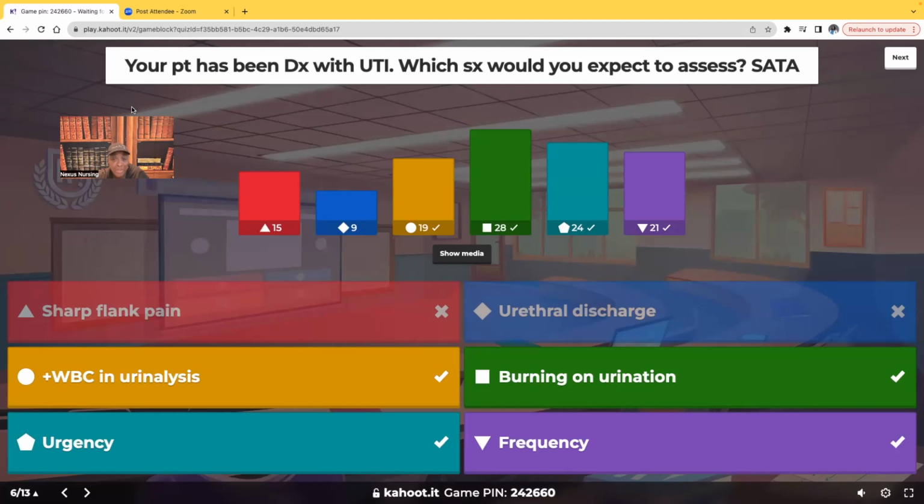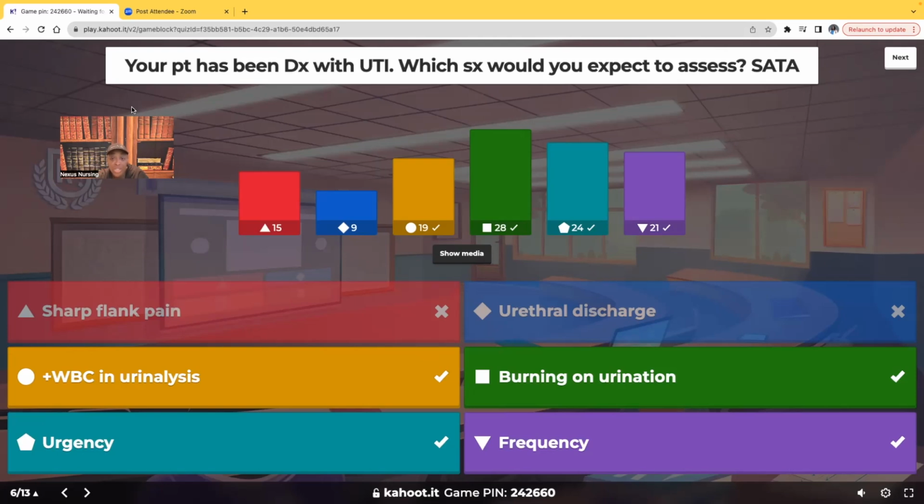Urethral discharge, nine of you guys chose that. That's also incorrect. We see that more in something like a sexually transmitted infection, not a UTI. WBCs in the urinalysis, absolutely. We should not see that in the urine. You see that in the urine, you should be thinking, yep, UTI.